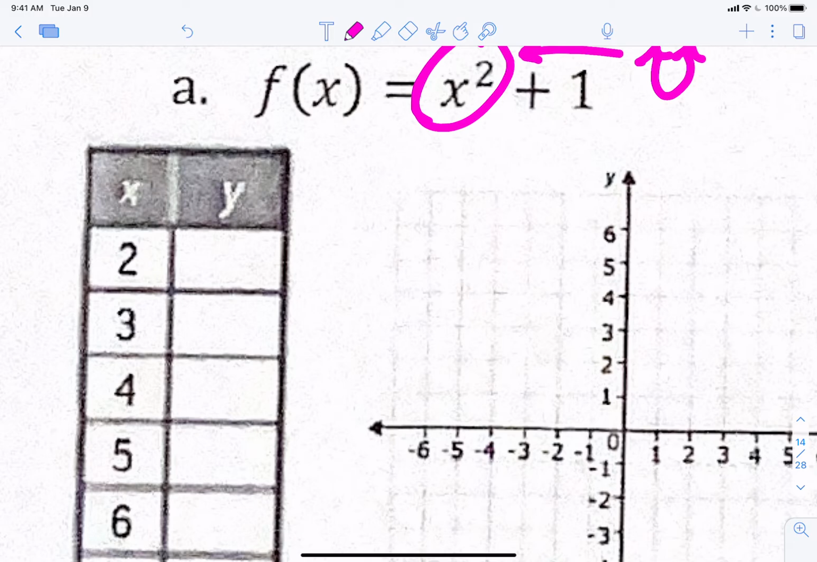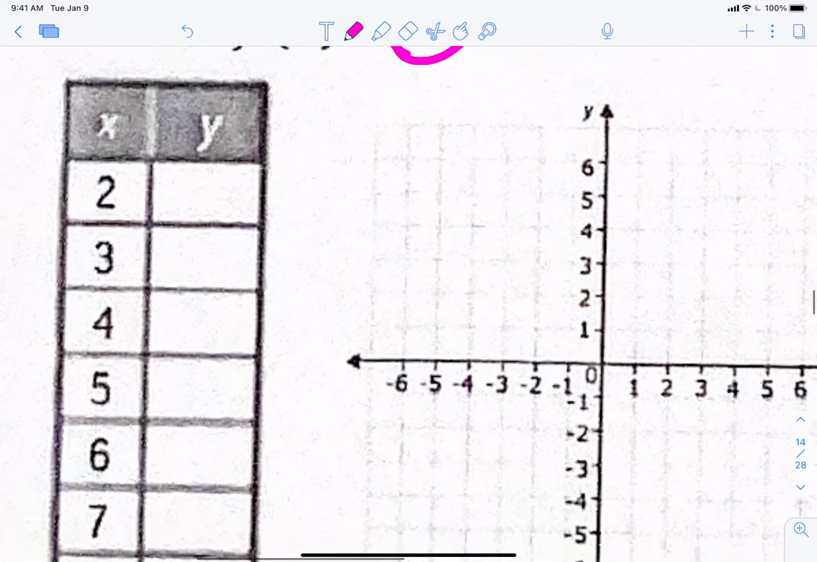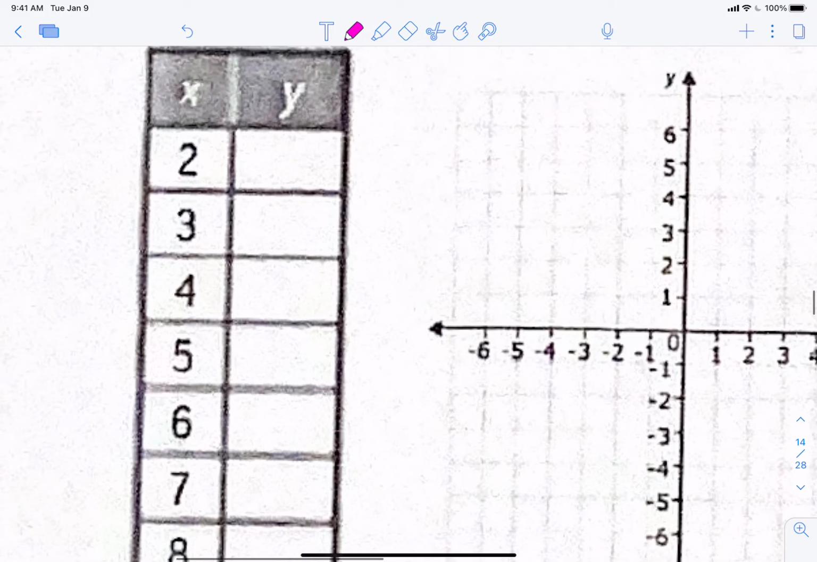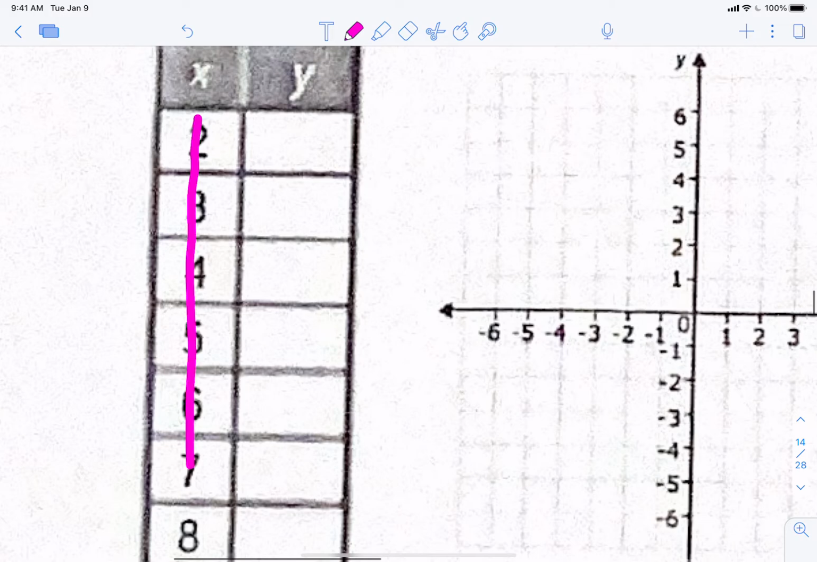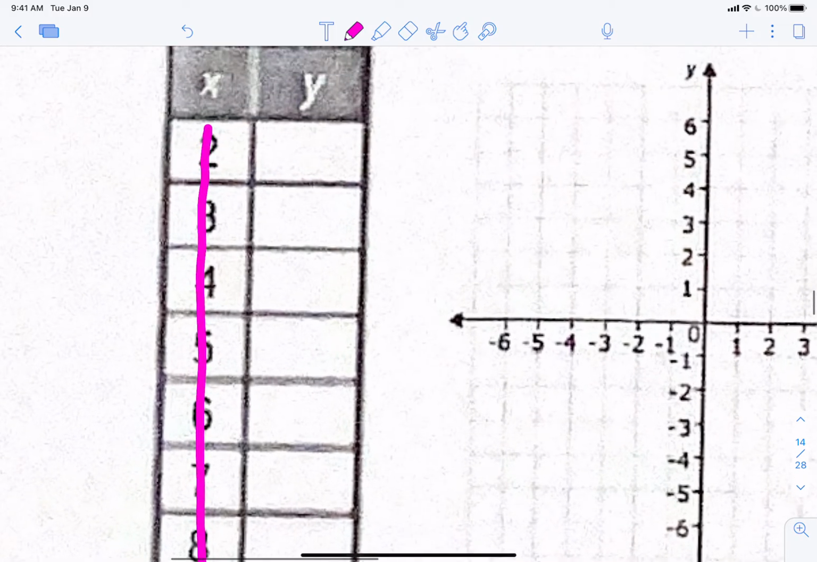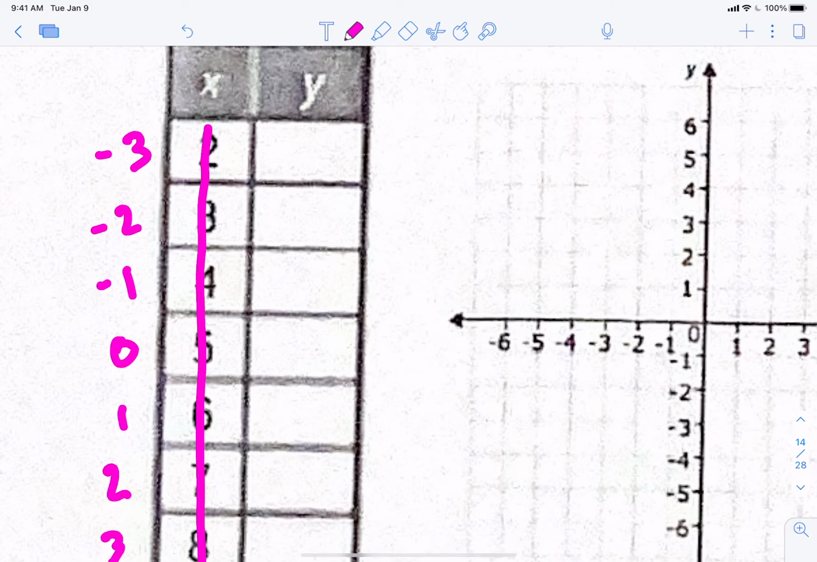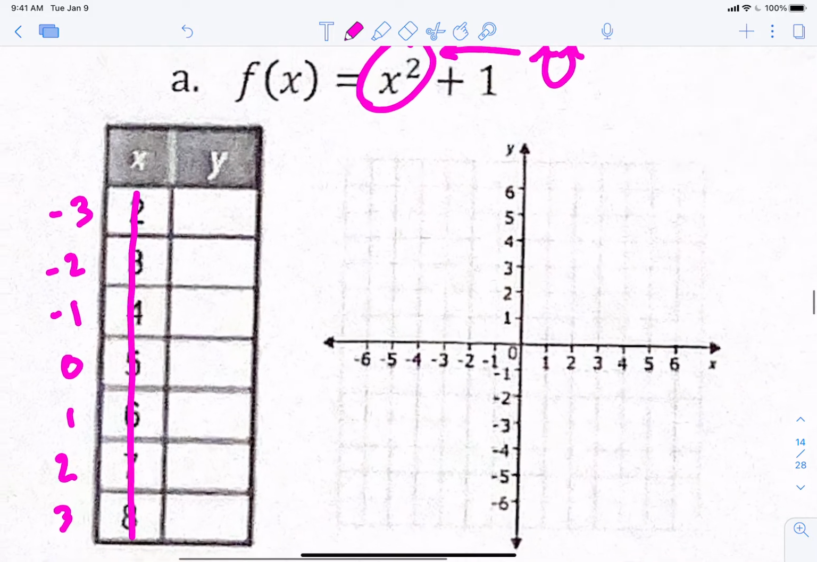If I plug 2 in, 2 squared plus 1. I don't know why I gave you only positive numbers. Can I change my numbers here? Yeah. These are not nice numbers. Let's go -3, -2, -1, 0, 1, 2, 3. Let's go those guys. Okay, let's do that.